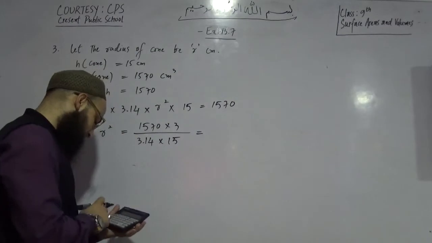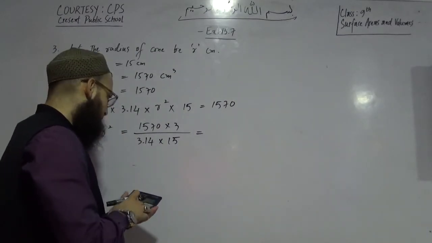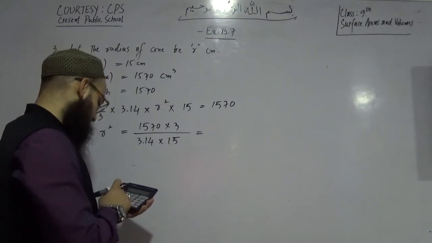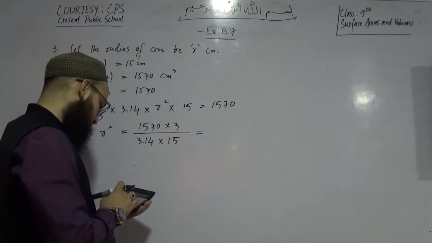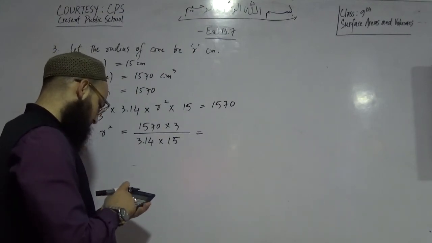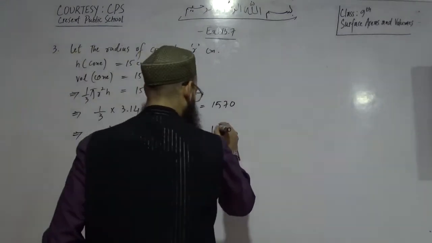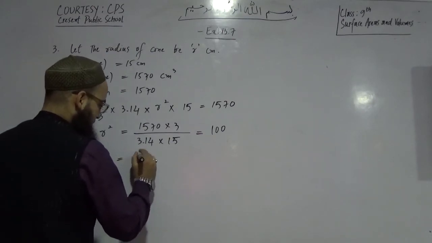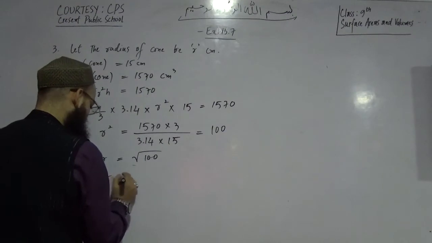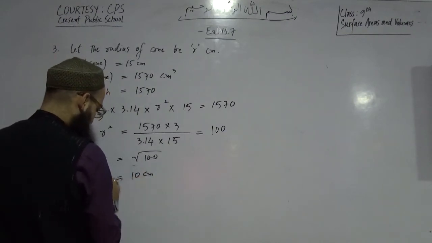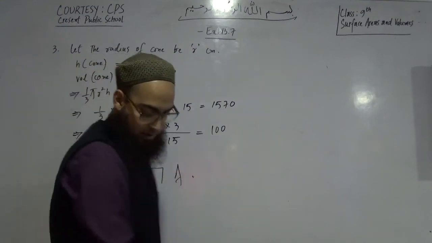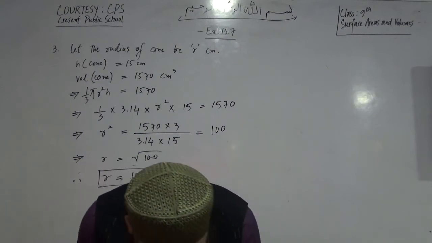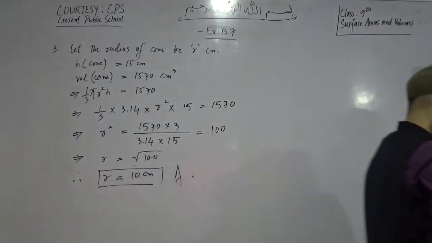Let me solve this. Times 15, 47.1. 1570 times 3 divided by that, so you get 100, which implies that r is equal to square root of 100, therefore r is equal to 10 centimeter, and that's your answer. Make a note.